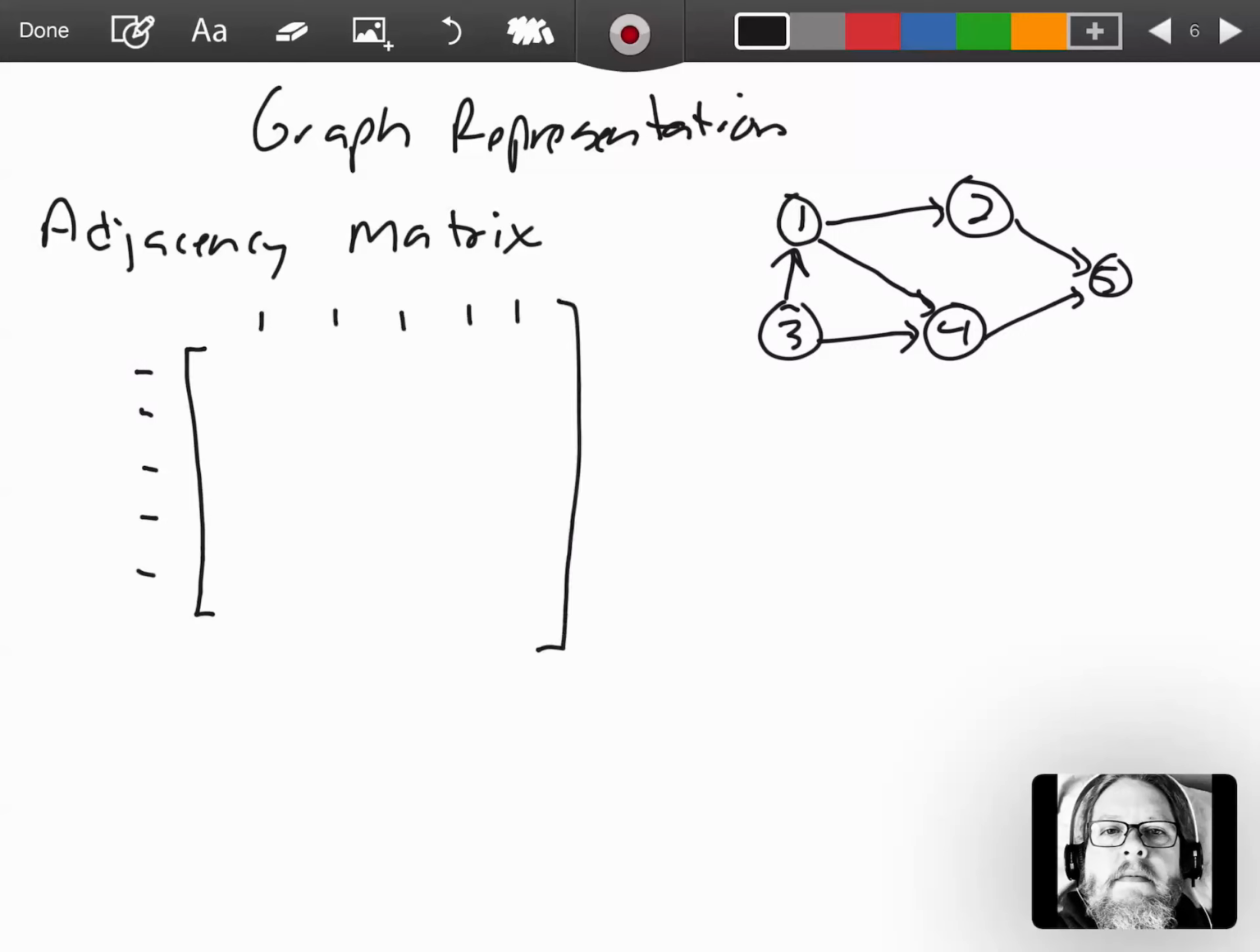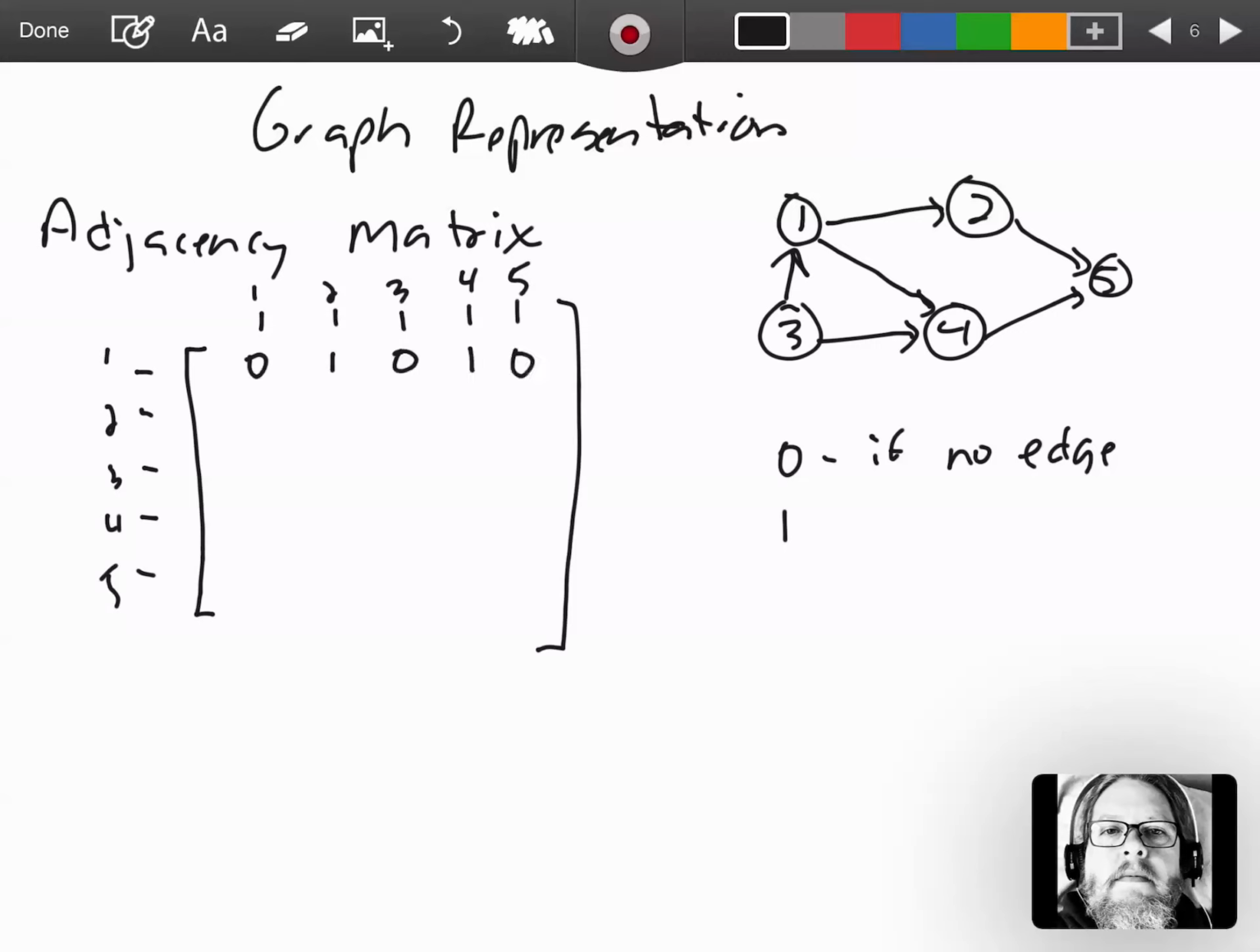Okay. And at each point, we're going to put in a 0 if no edge, and a 1 if there is an edge. Okay. So we can label these, although they don't go on the matrices. We'll put them in here for now. 1, 2, 3, 4, 5, and 1, 2, 3, 4, 5. Okay. So from 1, we're going to look at the row from 1. From 1, we can't get to 1, so there's a 0 there. We can get to 2, there's a 1 there. We can't get to 3. We can get to 4, and we can't get to 5.